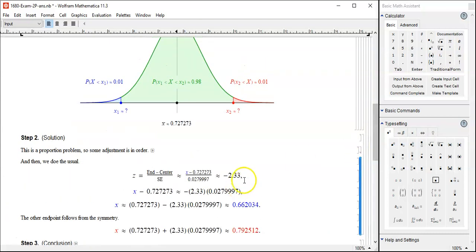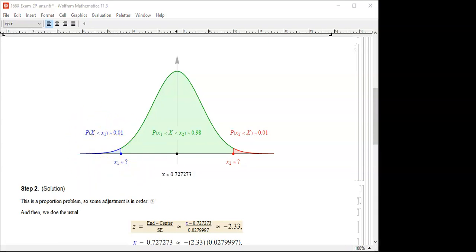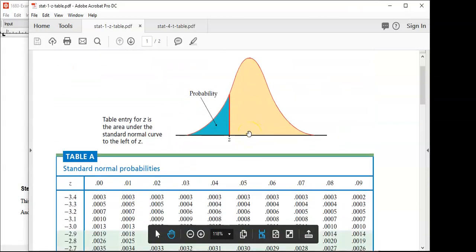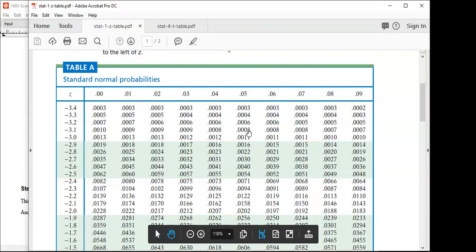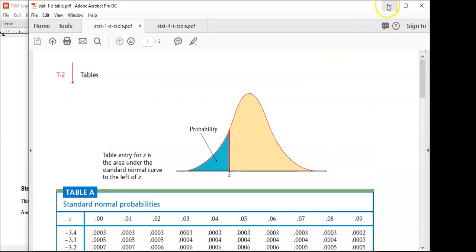End minus center over SE is the Z statistic, and that's supposed to be negative 2.33. Well, we have 1% here. So in the Z table, let's see, here's the Z table. Look for 1%. Where is it? This is the closest, 0.0099. So that's negative 2.33.